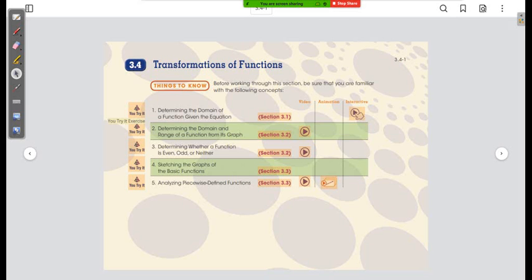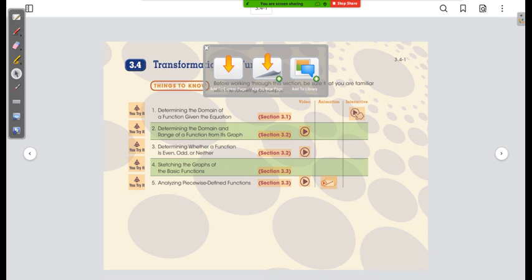Today we're talking about Chapter 3, Section 4, Transformations of Functions. So in 3.3 we went over a whole host of functions and I told you that you need to memorize them. The reason why is because of this section. We need to be able to know how to transform these functions.